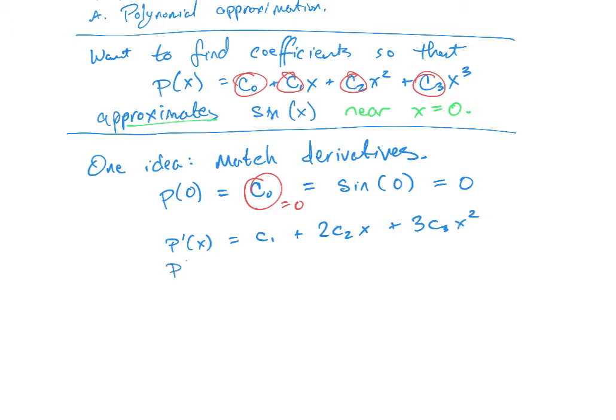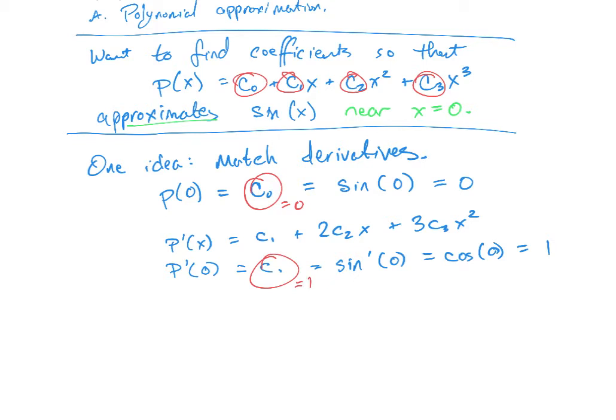Okay, and then we plug in 0. We see our derivative at 0 is C1. We want that to be the derivative of sine at 0. The derivative of sine is cosine, and cosine at 0 is 1. So we want C1 to be 1.